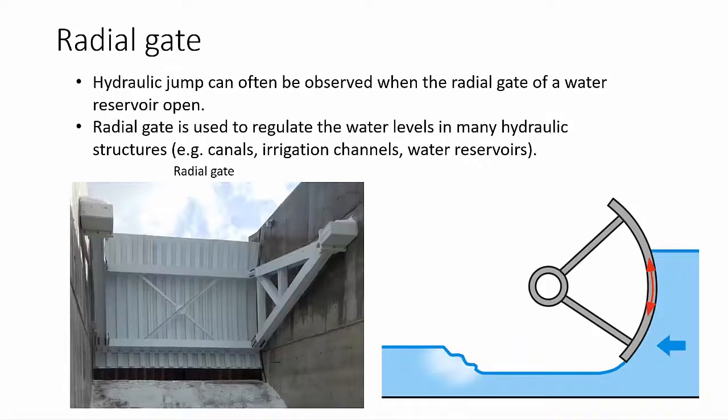Hydraulic jump can often be observed when the radial gate of a reservoir opens to release the extra volume of water. Radial gate is often used in many hydraulic structures to regulate the water level. It can hold the water to a certain level, and when the water level gets too high, it can open the gate up to reduce the water level. Due to the highly pressurized state, the water coming out from the gate is usually in a supercritical state. And when a certain downstream condition is met, the hydraulic jump will occur.